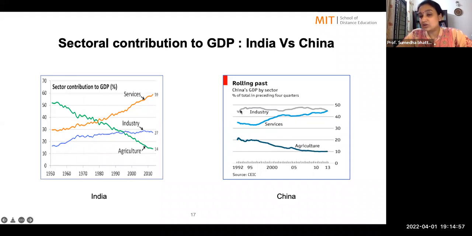Industry has remained always higher than service sector, and it is only around 2013 that industry and service sector match around 45%. So that means we have been an exception when it comes to economic history. We have skipped the phase where manufacturing sector contributes, and that is somewhere we are lagging behind.